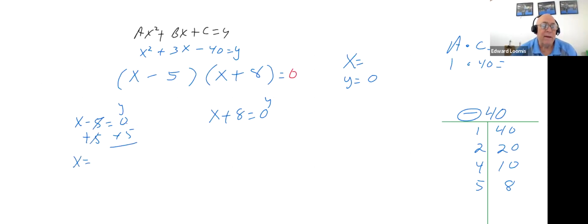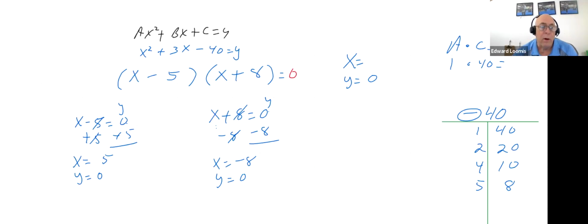0 plus 5 is 5. So I have an x value when my y is 0. And I'll do the same thing to the other side. I have x plus 8 is 0. So I'm going to add the opposite, which is a -8. 8 minus 8 cancels. So x equals 0 plus -8 is -8. So x is -8 when my y is 0. So these are the two x values when my y is 0.